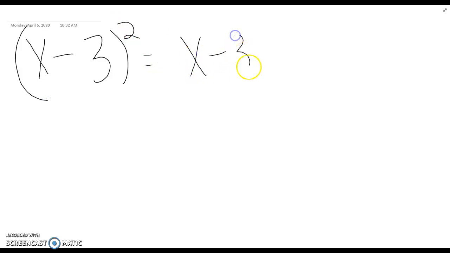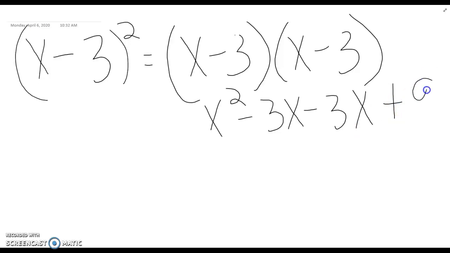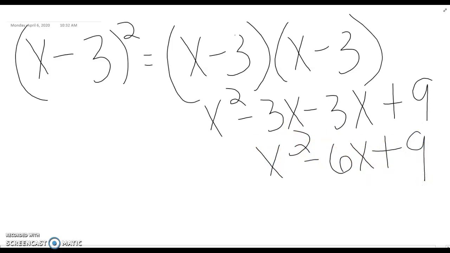And you notice all of those signs were positive. If I do x minus 3 quantity squared, that's going to be x minus 3 times x minus 3. And if I do FOIL, the first becomes x squared. The last is minus 3x. The inside is minus 3x. And then the last is negative 3 times negative 3, so you get a positive 9. Then I have x squared minus 6x plus 9 as my final answer.